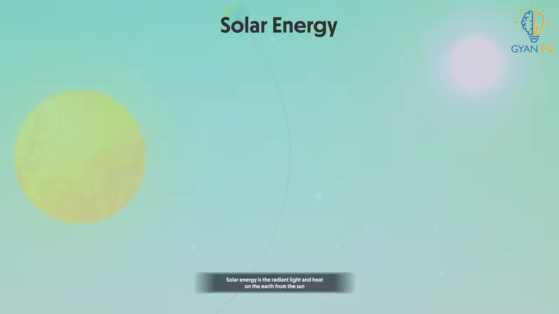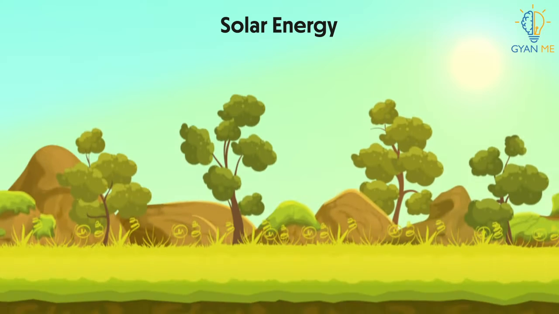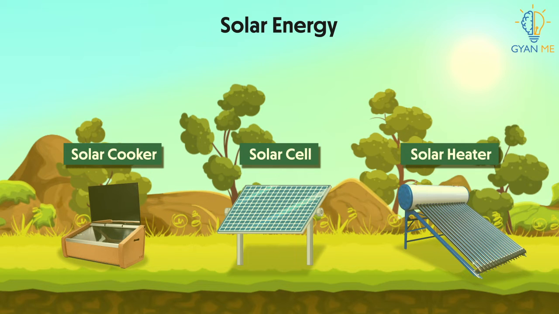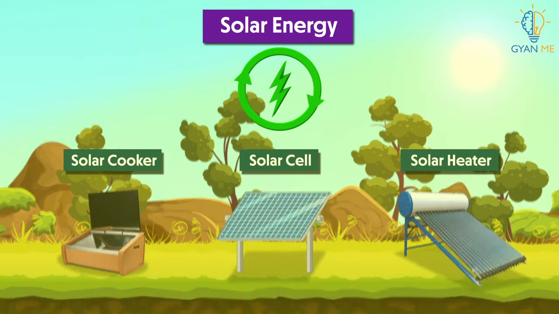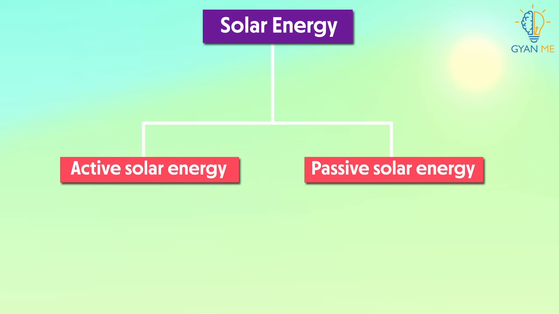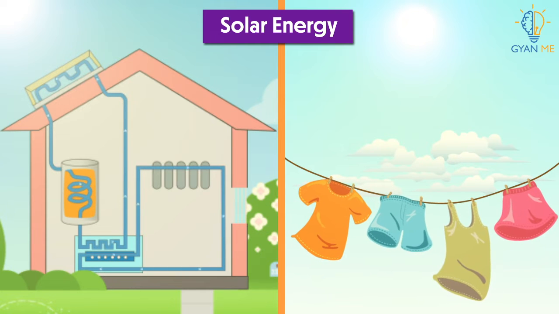Students, solar energy is the radiant light and heat on the earth from the sun that is harnessed using a range of devices like solar cooker, solar cells, solar heaters, etc. Students, we already know that solar energy is a very essential source of renewable energy. It is broadly classified as either passive solar energy or active solar energy, depending on how it is captured and distributed or converted into solar power.